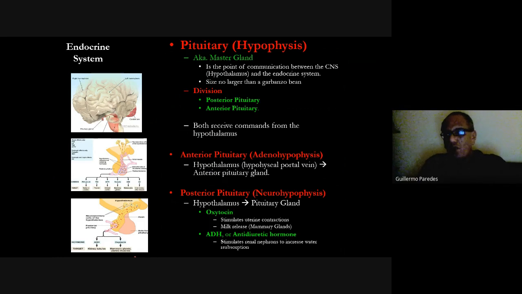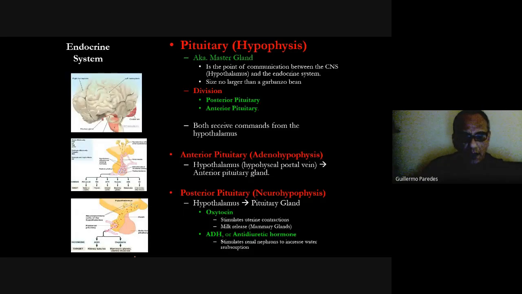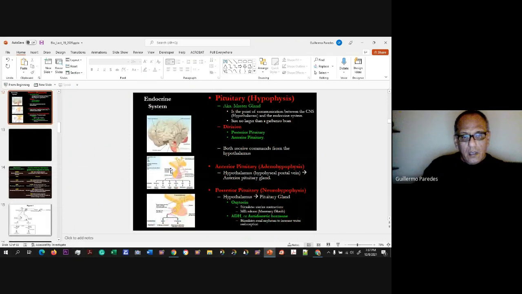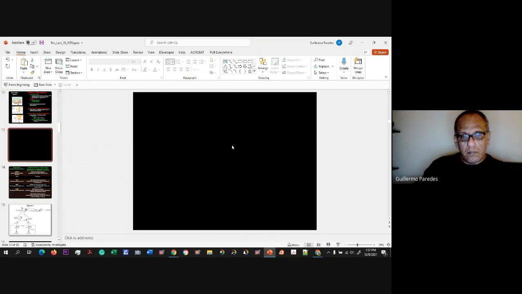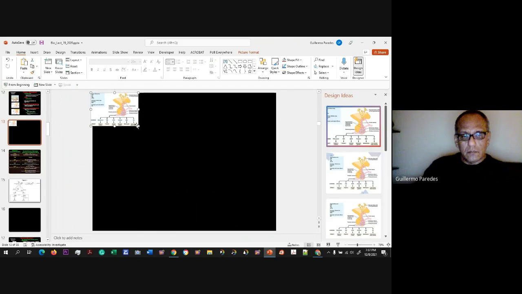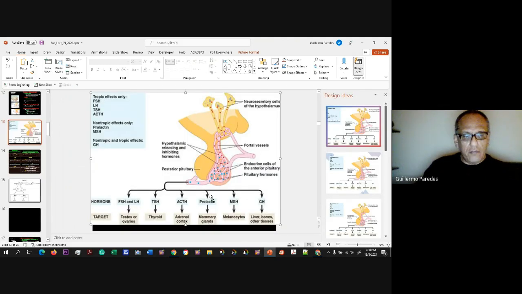The pituitary gland is called the master gland, or the hypophysis. The division of the pituitary gland is the anterior and the posterior pituitary gland. I'm going to make it bigger here. I don't know why they put it upside down, but anyhow, I'm going to try to do this.